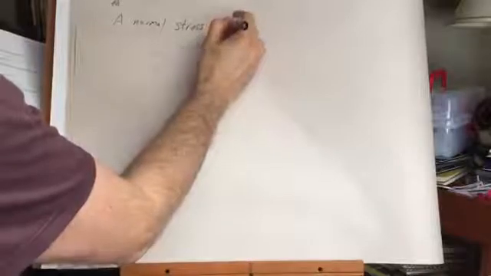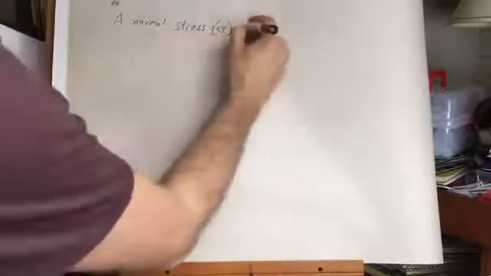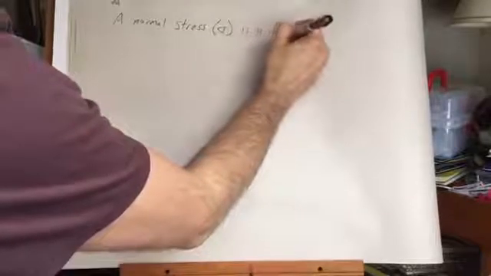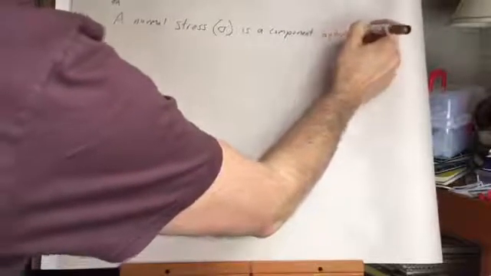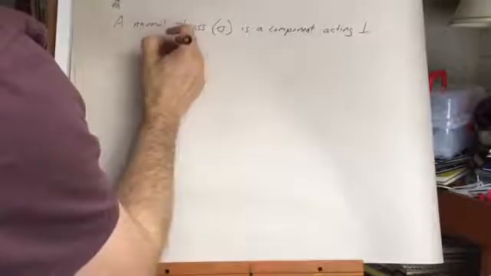So you might be wondering, what am I talking about? 9 components of stress. One way to think about this is the difference between what we could call normal stress and shear stress. A normal stress, which we're going to abbreviate with sigma, is a component acting perpendicular to a surface.